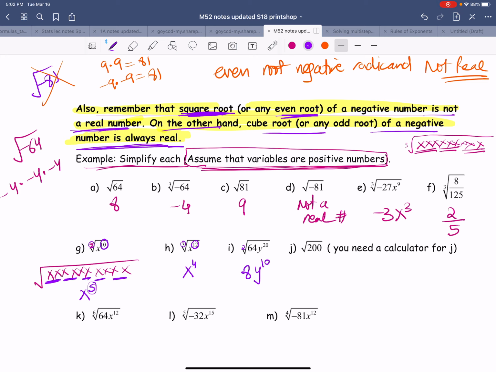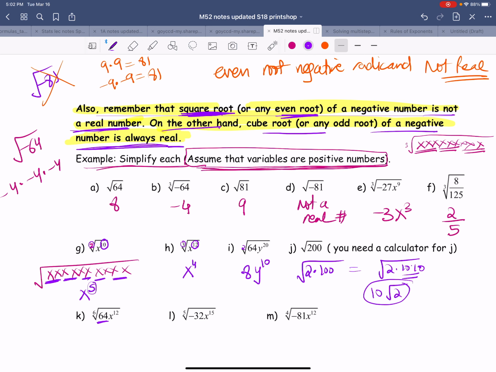Square root of 200, I'm going to write it as 2 times 100, which can be written as 2 times 10 times 10. For a pair of 2 10s inside, 1 10 comes out, and root 2 will stick next to it. 6th root of 64x to the 12.